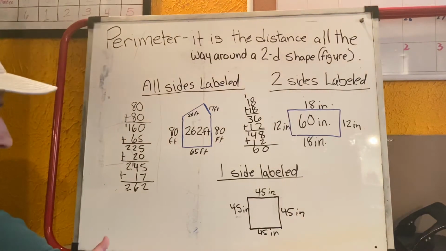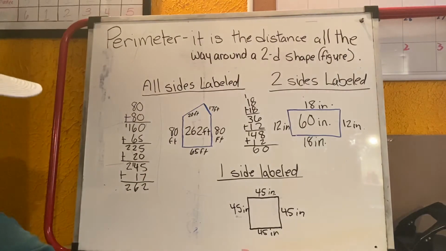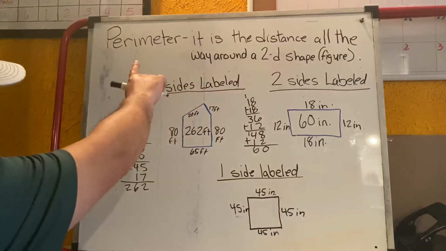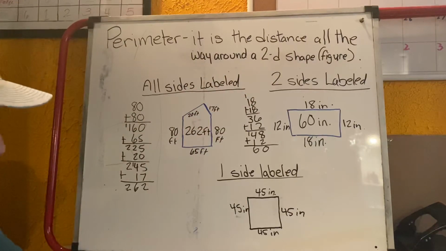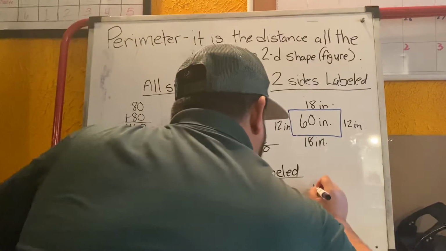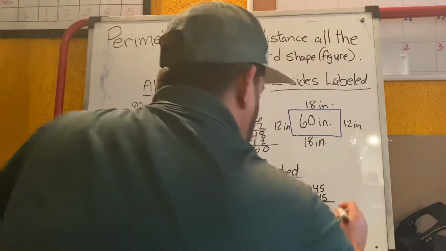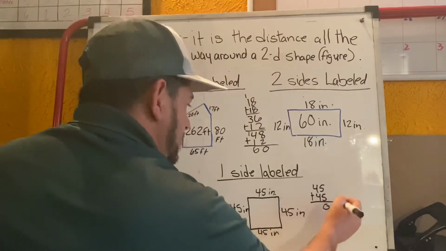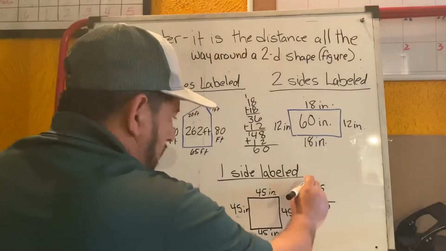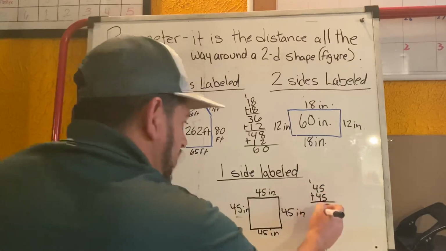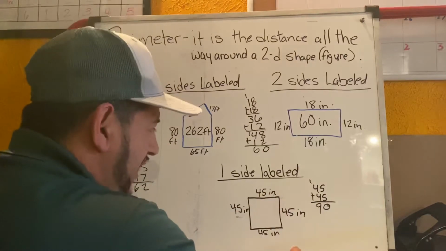Now guess what I'm going to do with this, since I have all the sides filled in? That's right, I'm going to add them all together because perimeter is the distance all the way around the 2D shape or figure. So I'm going to add 45 plus 45. 5 plus 5 is 10. We're going to regroup the 1. 1 plus 4 is 5. 5 plus 4 is 9. So with two sides, our perimeter is 90.